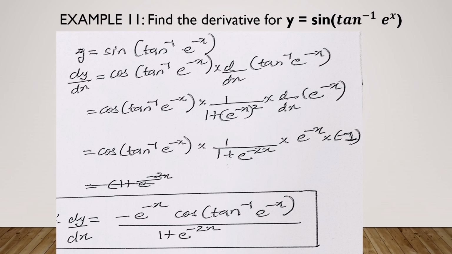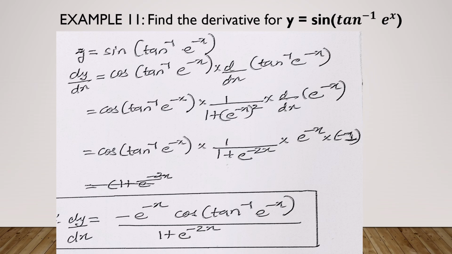In the next example, you are having y equal to sine of tan inverse of e raised to minus x. So basically this is the implementation of the chain rule. So first of all, sine derivative is cos. Inside that you have tan inverse. Derivative of tan inverse is 1 upon 1 plus x square. Now what is your tan inverse of e raised to minus x? So 1 upon 1 plus (e raised to minus x) square into derivative of e raised to minus x.